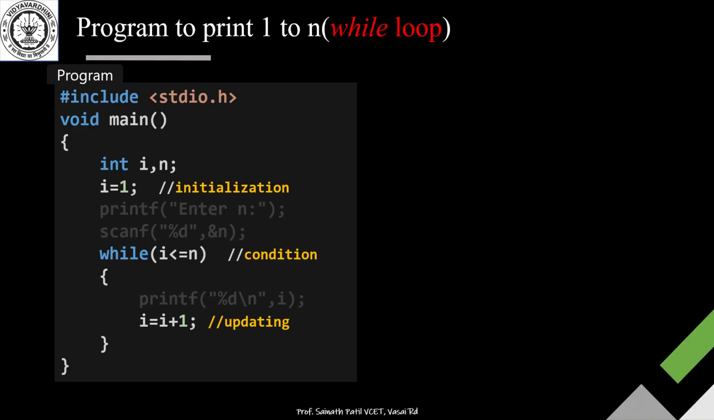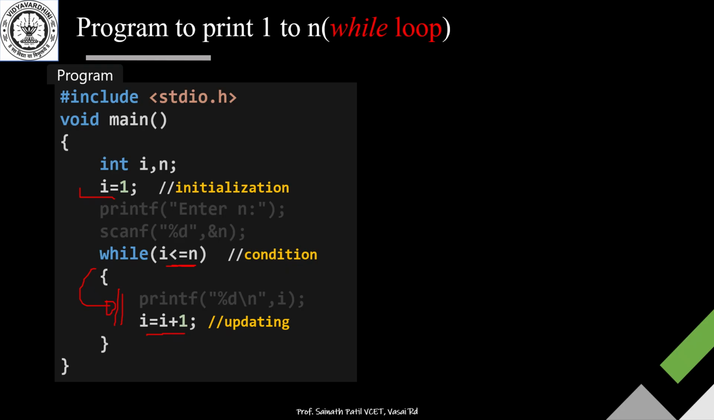First look at the program for printing numbers from 1 to n using a while loop. In this program we initialize variable i equal to 1, which we are going to use for controlling execution of the loop. In the while condition we use i less than or equal to n, and within the while we increment or update that variable. Statements under the while loop get executed when the condition is true, and this condition is checked before entering the while loop. So that is why while is an entry control loop.